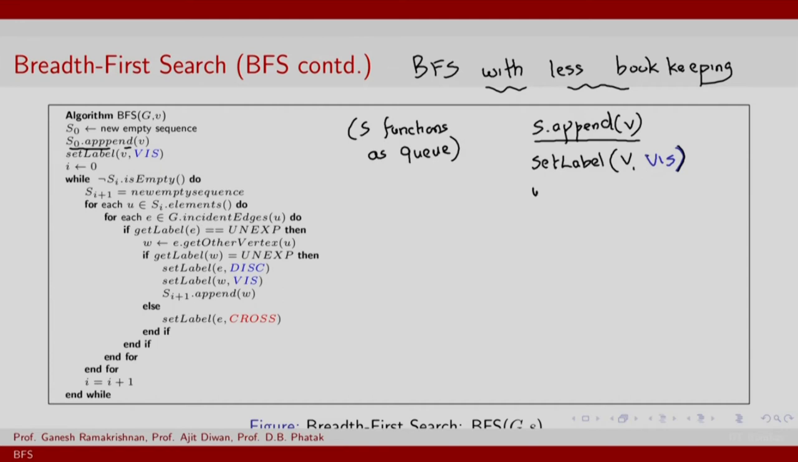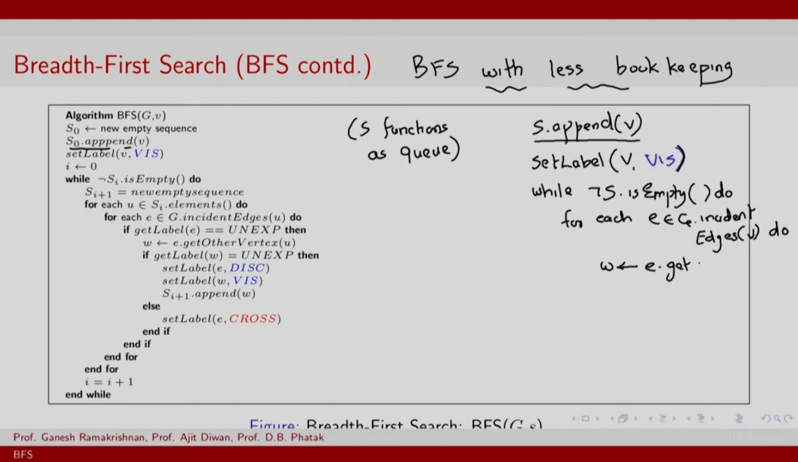So continuing, we are going to now iterate on queue. So while not S dot is empty, do, we are going to now iterate over all the nodes which are adjacent to V. So this can be done by iterating over all edges. This is the same as before, and like before I am going to say W is E dot get other vertex for V.